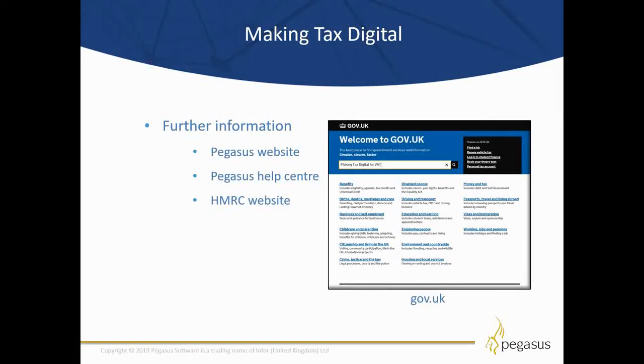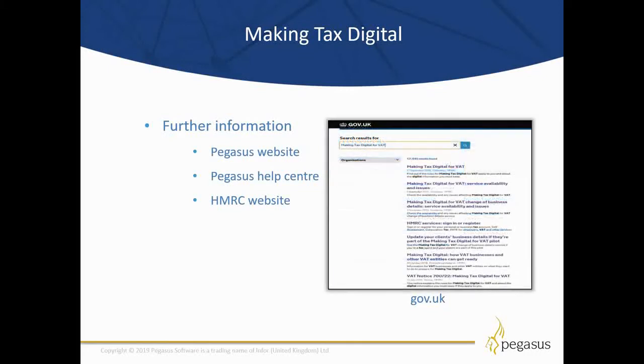And of course, you can go onto the government website, www.gov.uk, and search for Making Tax Digital for VAT. This will take you to this web page that has a vast number of results all around the subject of making tax digital. However, the top ones are already those that are on the MTD page on the Pegasus website.